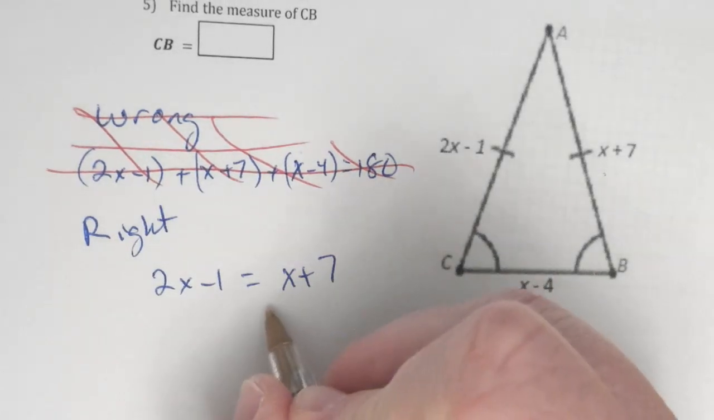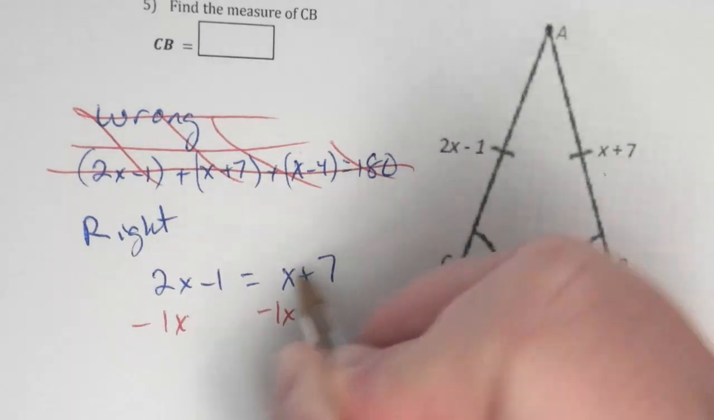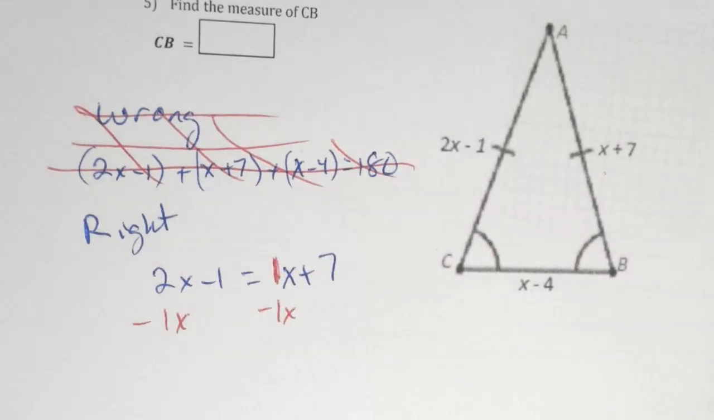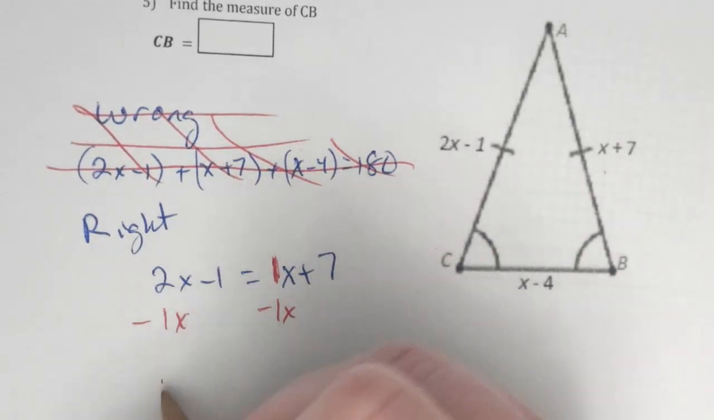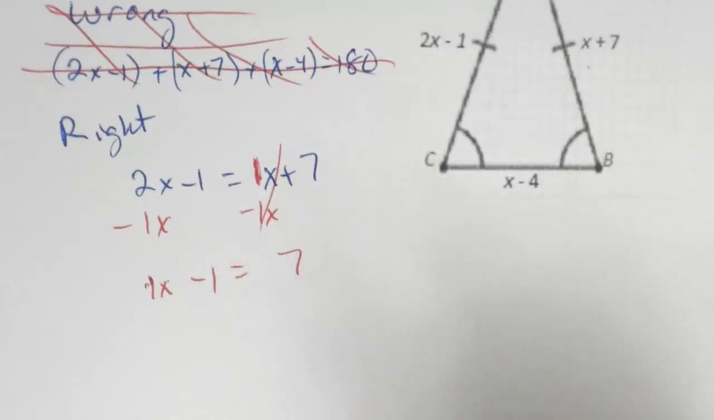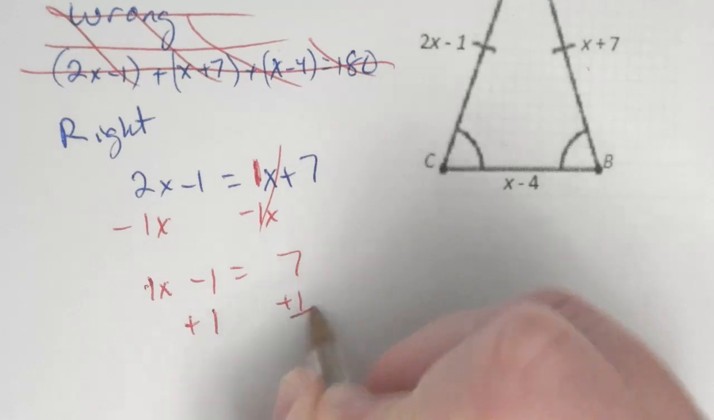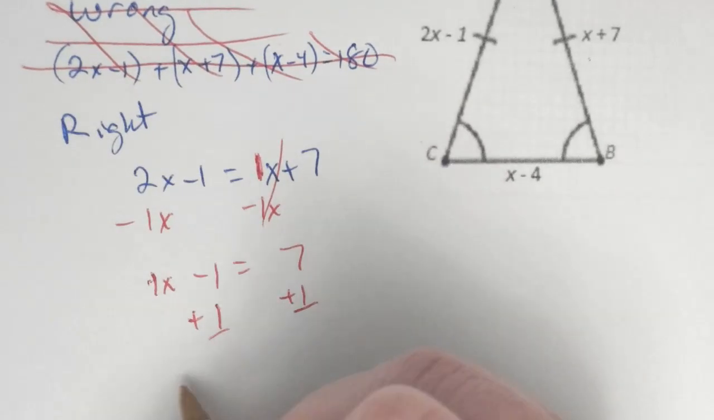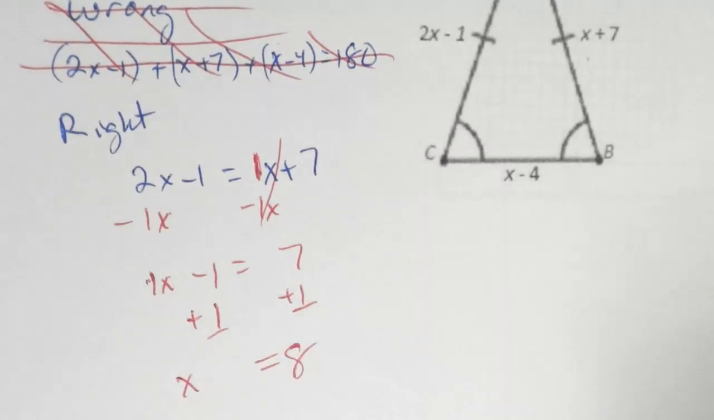All right, so we're going to subtract 1x from both sides, because there's an invisible 1 right there. And we pop out with 1x minus 1 is equal to a positive 7. Add 1 to both sides, and a 1x is just an x, so that's just x equals 8.